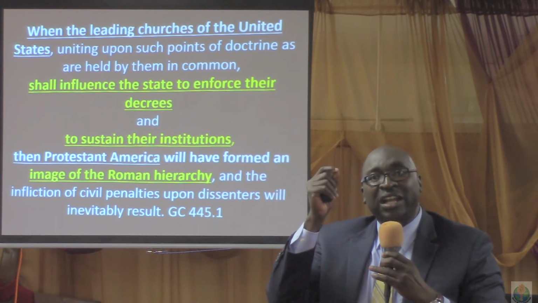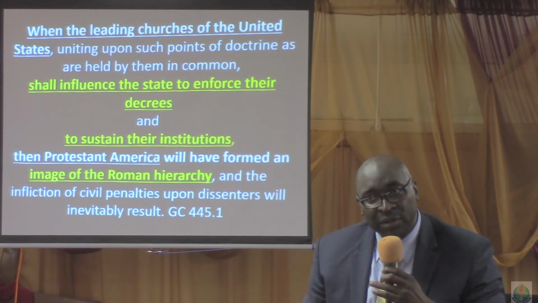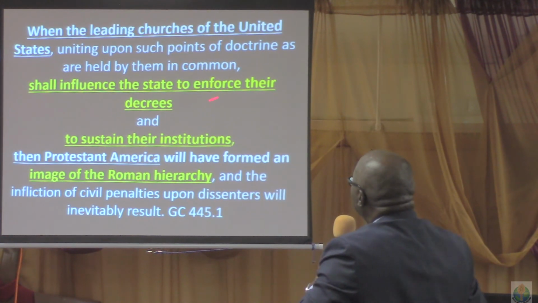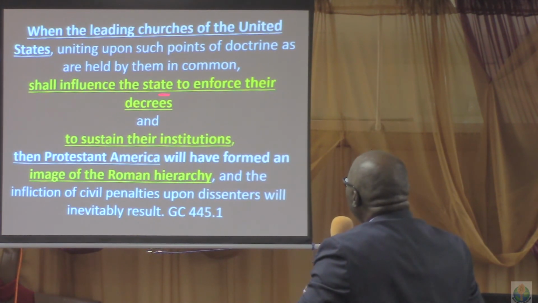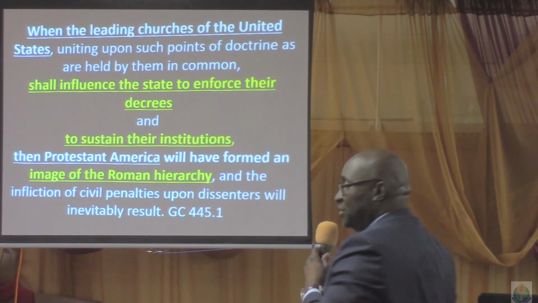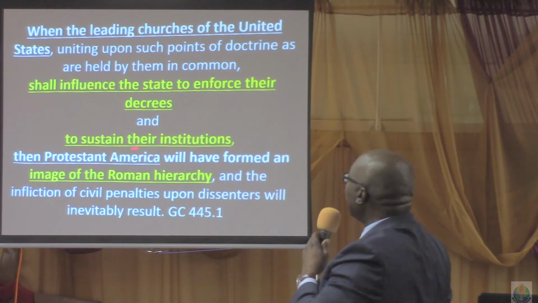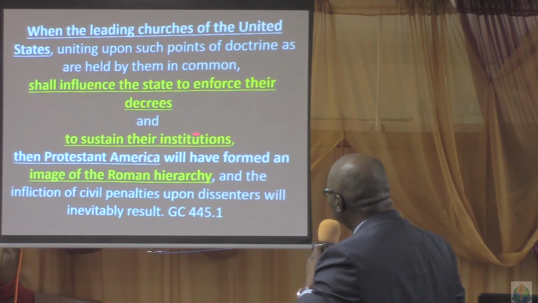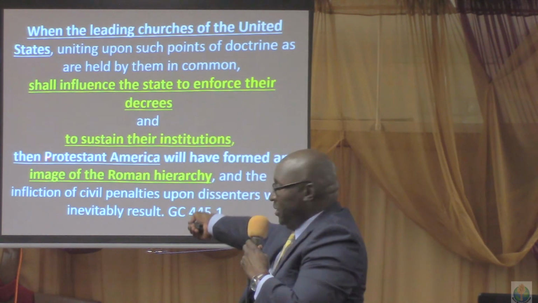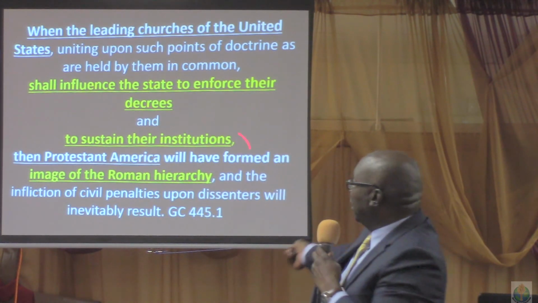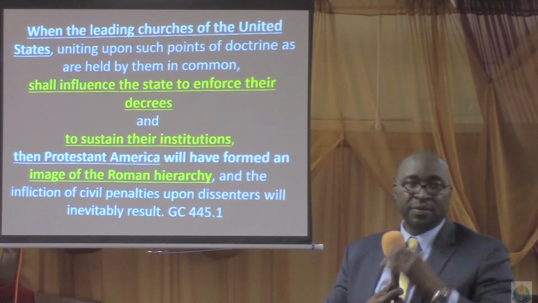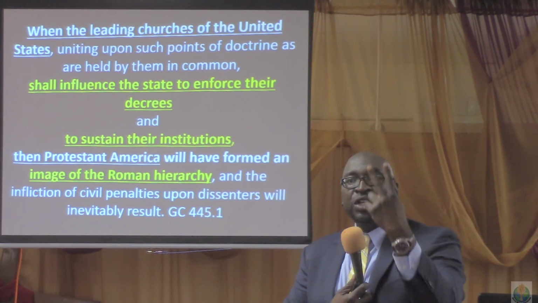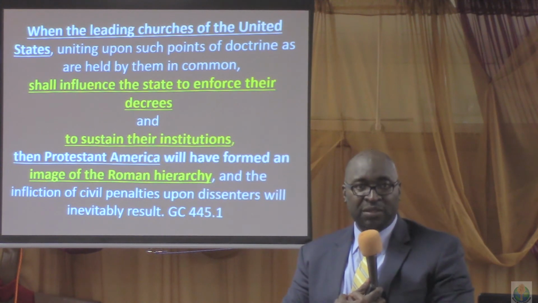But I want you guys to clearly get how it's going to be formed. First, there must be the leading churches having the state to enforce their decrees. And secondly, they must have the state to what? Sustain the institutions. Then Protestant America shall form an image to the Roman hierarchy. So if somebody asks you, what are the two steps that must be carried out before the image of the beast is formed? What are you going to answer them?